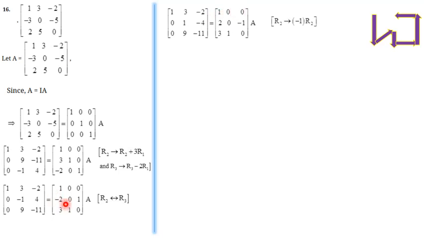R2 is changing, just multiplying by minus 1. So minus 1 into minus 2, that becomes plus 2. Then minus 1 into 0, that becomes 0. Next minus 1 into 1, that becomes minus 1. And R3 same, 3 1 0 remains the same.